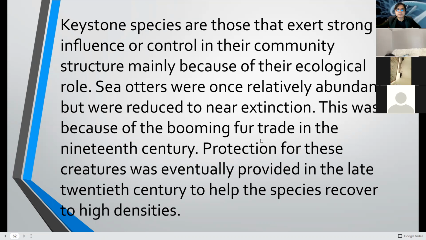Like for example, our Philippine eagle, okay, it is near extinct. We actually preserve that particular species. It is one of the keystone species. It exerts strong influence or control on the community because it is a major predator in an ecosystem. Tigers, lions, they are keystone species. And because of their ecological importance, they need to be protected.